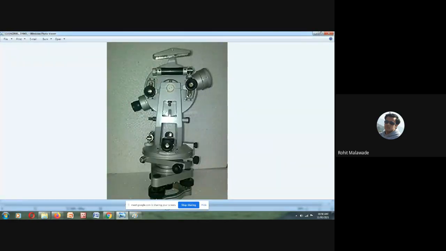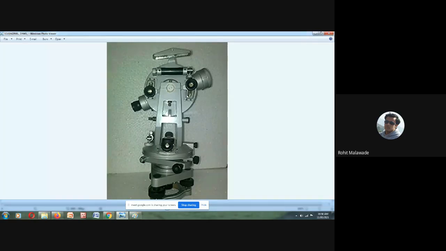Now, in order to have the permanent adjustment, the horizontal plate level must be made exactly perpendicular to the vertical axis. This is your vertical axis, right? Look at the cursor. This is your vertical axis. If I want this horizontal plate level to be exactly perpendicular, then what should I do? I should do the leveling properly, right? I should do the leveling properly.